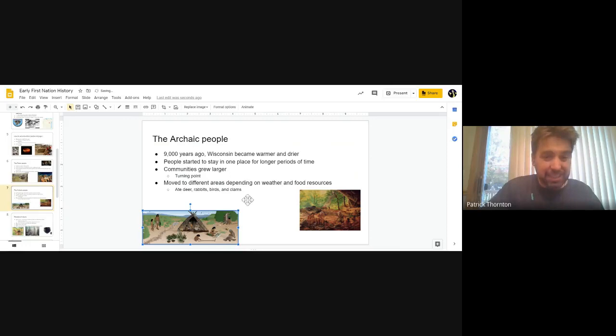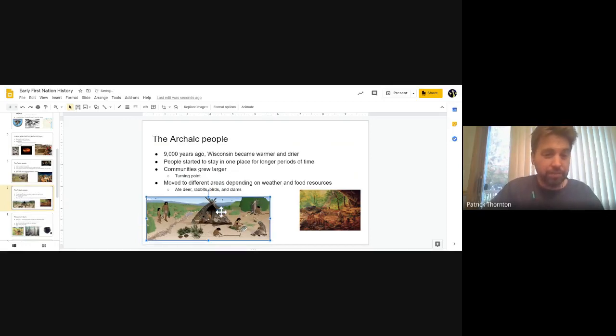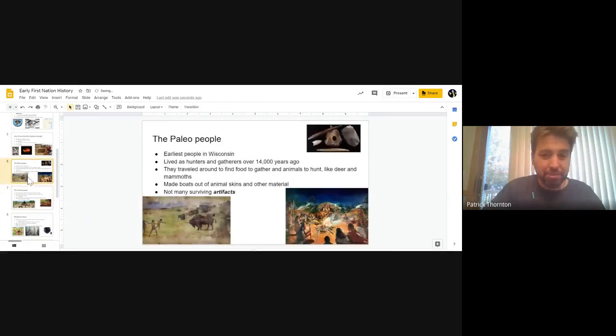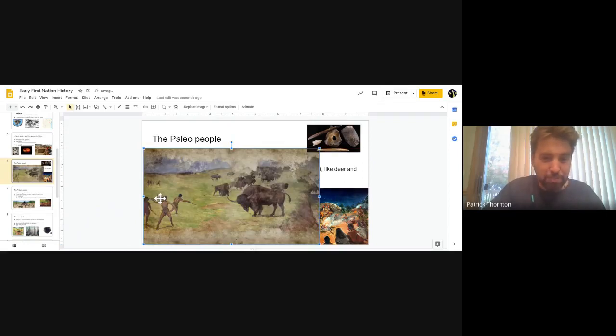I would guess some of this is quite similar to some of the Hmong things, right? A lot of similarity. Look at this. What are they doing? These are the Paleo people a long time ago. They just have spears, hunting buffalo. That's cool.